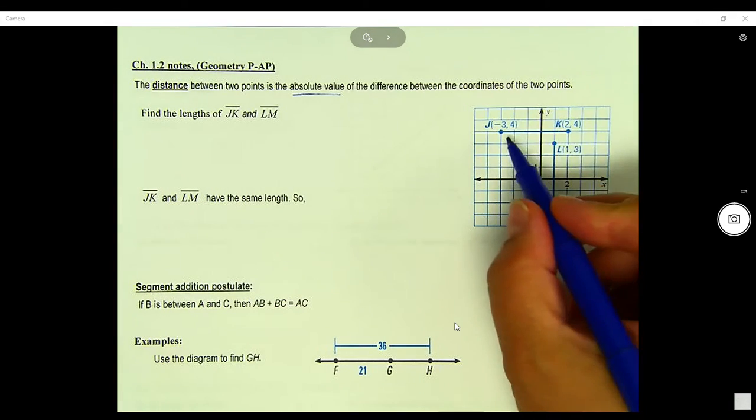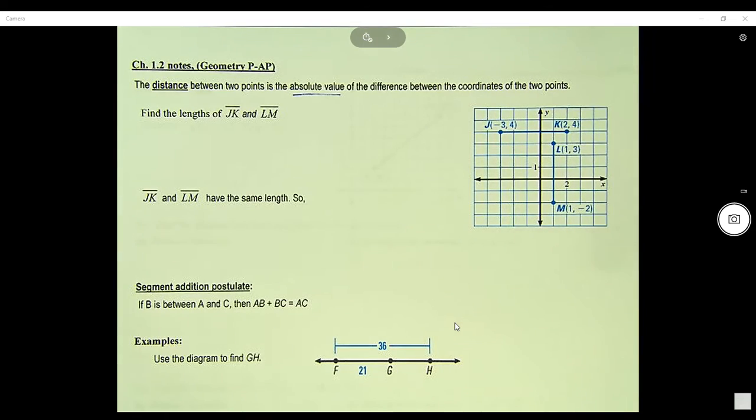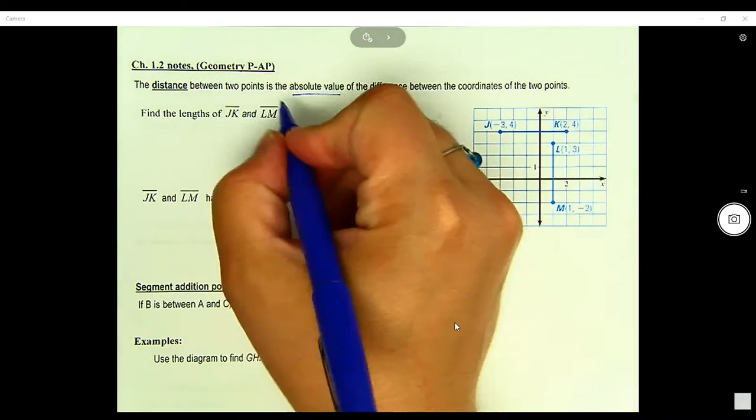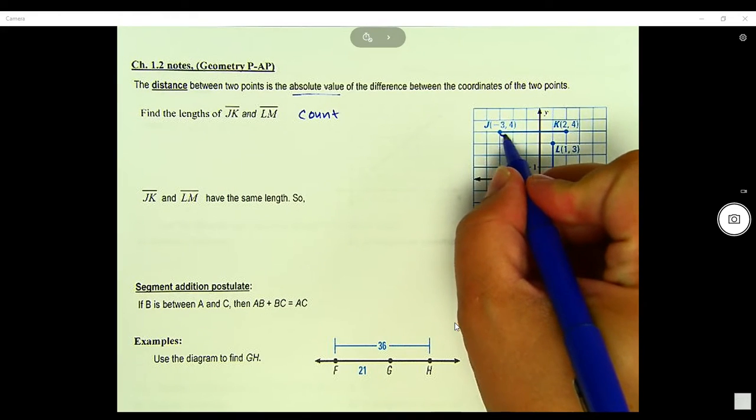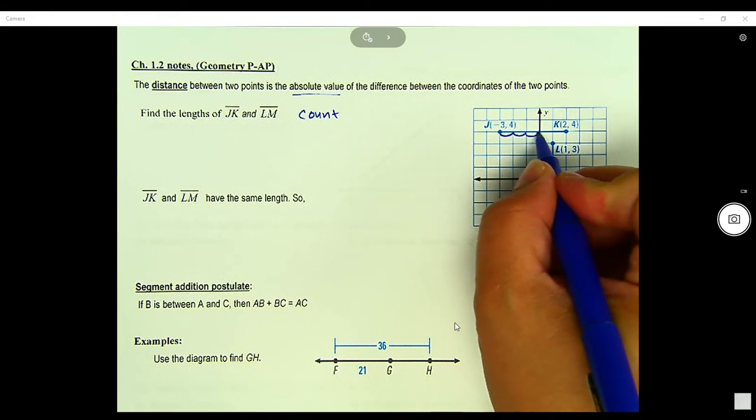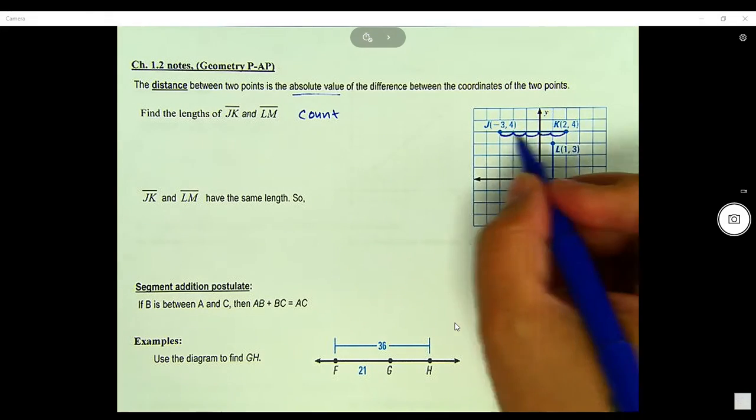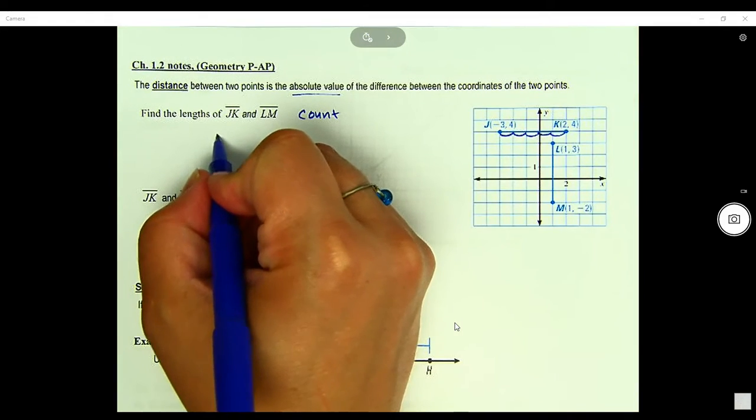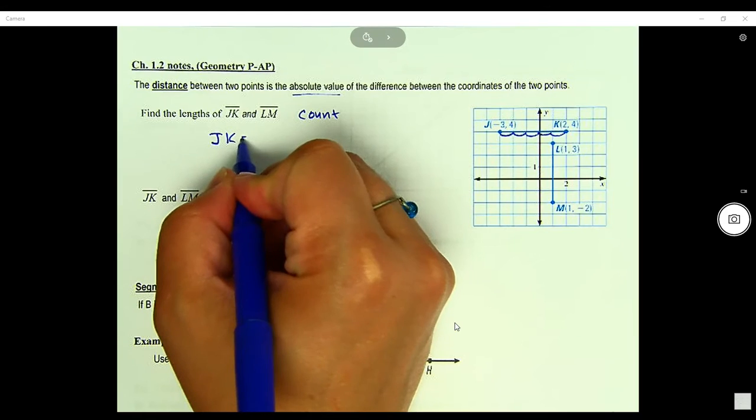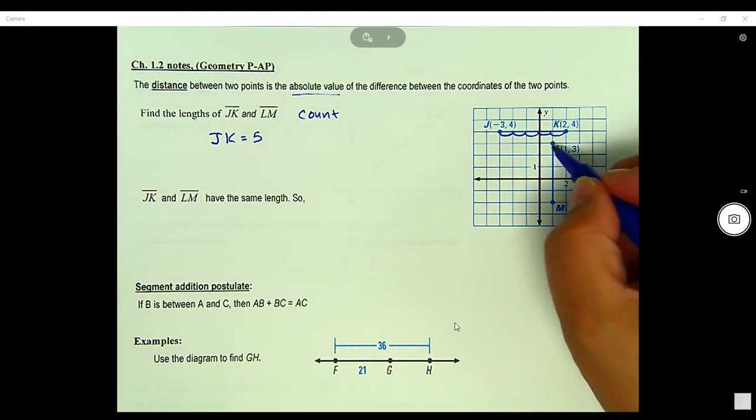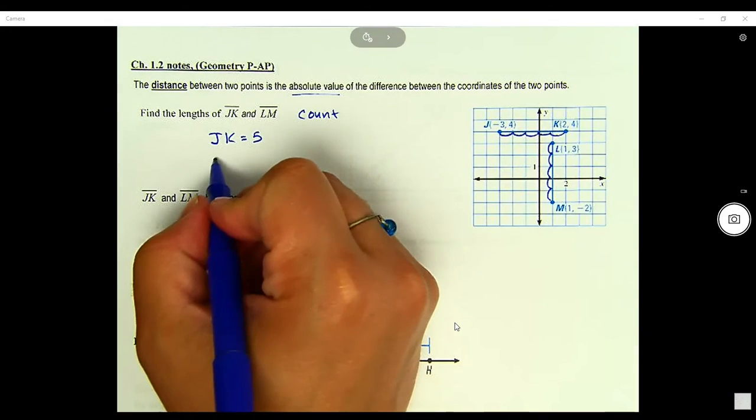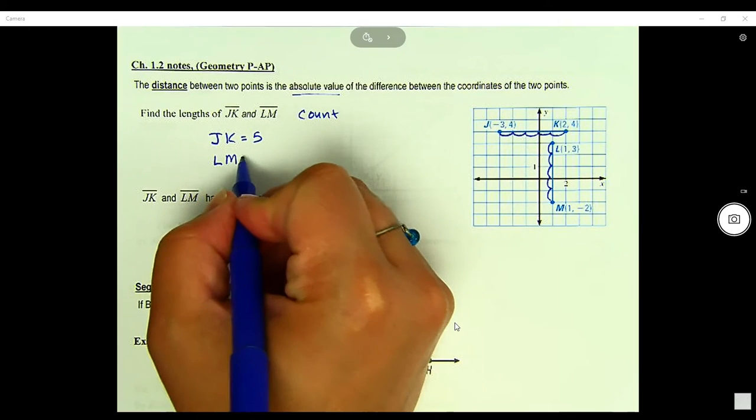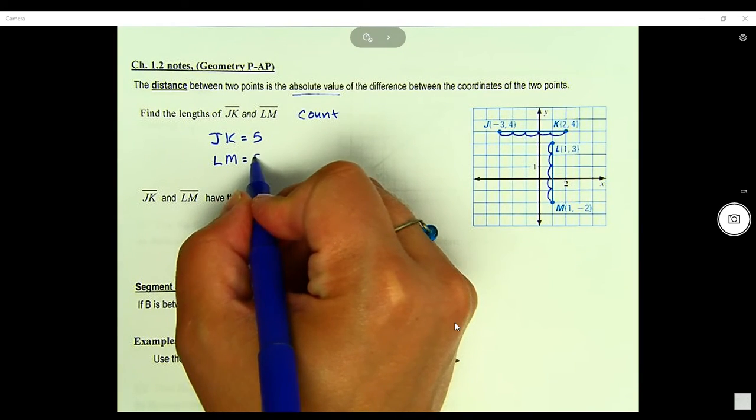All right, well, nicely enough, they're on this graph for us, so we can just count. And remember, you're counting units, not spaces. So 1, 2, 3, 4, 5 spaces between J and K. So the length of segment JK is 5. And for LM, 1, 2, 3, 4, 5 units between those. So LM, or the length of segment LM, is 5.